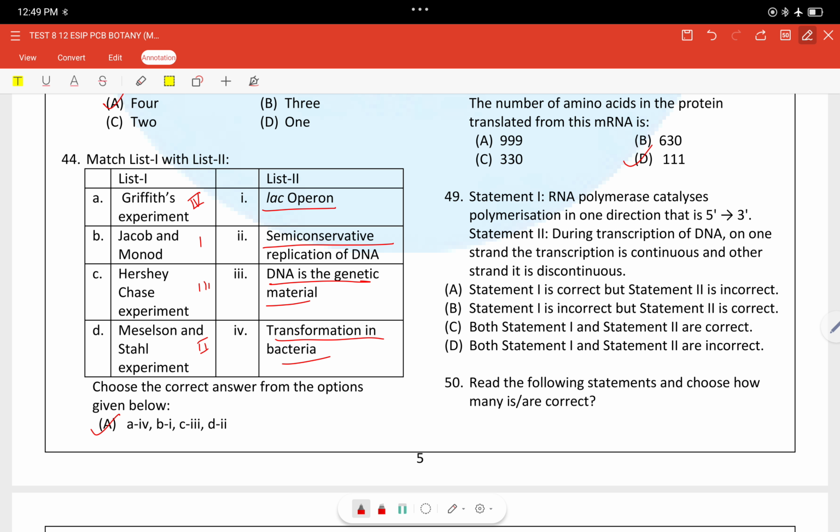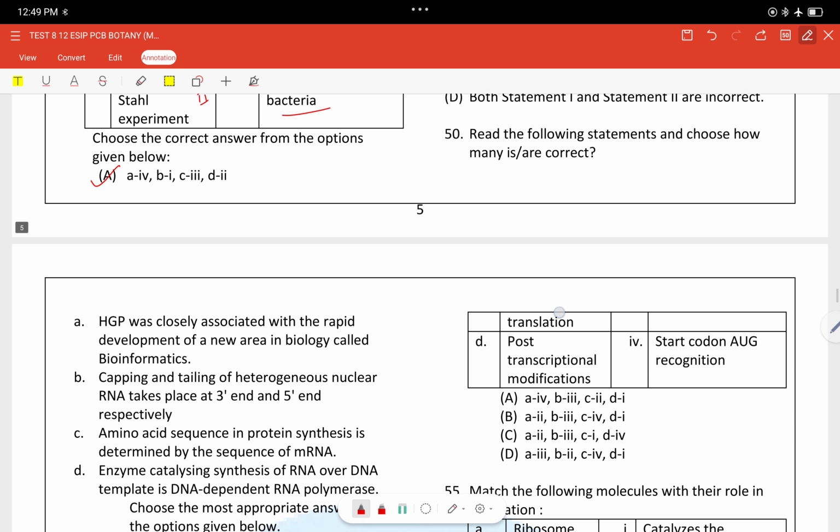Next is statement 1, DNA polymerase catalyzes polymerization in one direction, that is 5 prime to 3 prime, that is correct. During transcription of DNA on one strand, the transcription is continuous. This is actually the statement for replication and not transcription. So statement 1 is correct and statement 2 is incorrect.